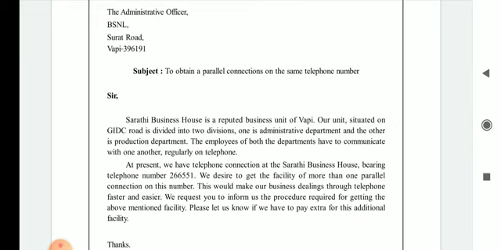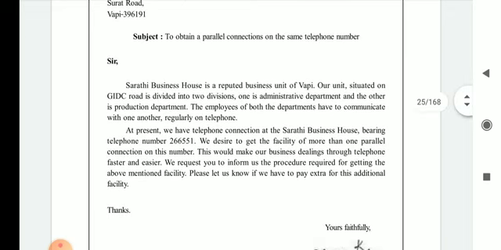See, they mentioned that our department is very huge, and so many units are available, and our building is divided into two parts, two divisions. One is the administrative department and another is the production department. They also mentioned their names, the admin department as well as the production department. The employees of both the departments communicate with one another regularly on telephone.